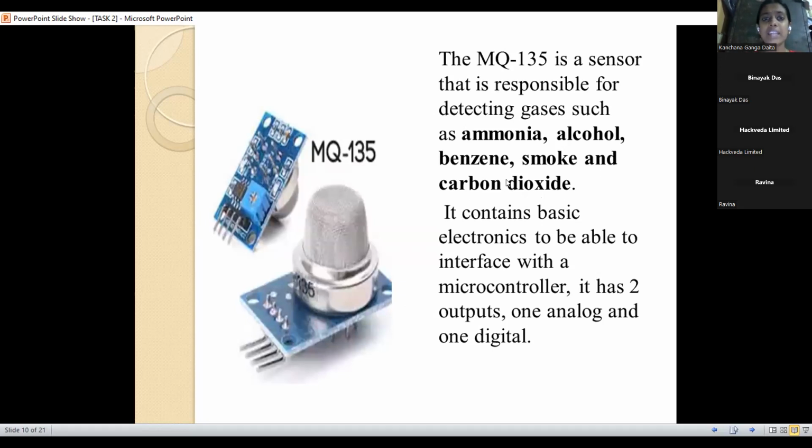It contains basic electronics so that this sensor is able to interface with the microcontroller, so that whatever gases it senses, it can just give to the microcontroller display. Also, we can have analog and digital inputs and digital outputs in this. So accordingly, we can connect to the outputs we need. If we have an LCD display, we can connect the output display for that. Or else if we have any analog display, we can connect to the analog output.